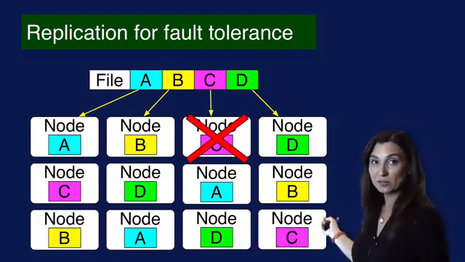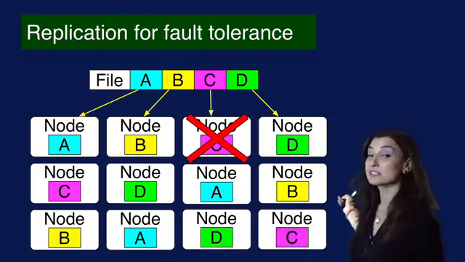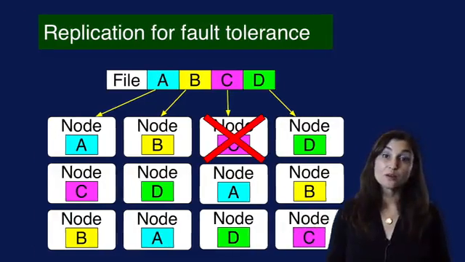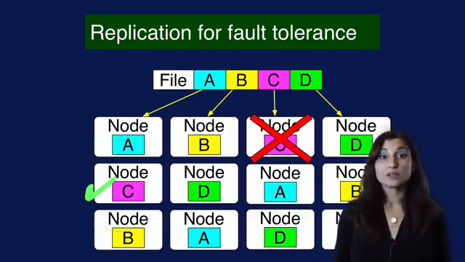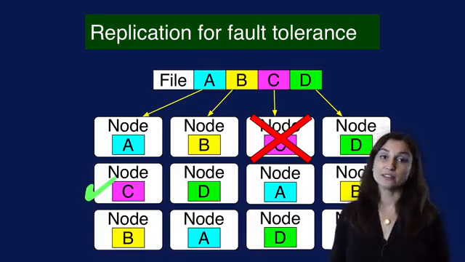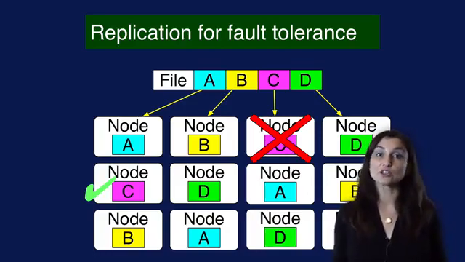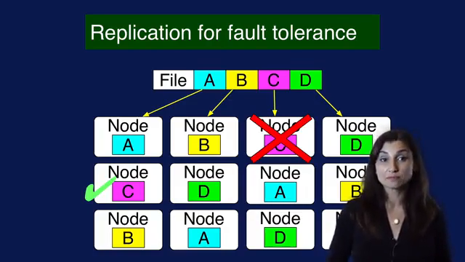In this example, the node that crashed stored block C. But block C was replicated on 2 other nodes in the cluster. By default, HDFS maintains 3 copies of every block. This is the default replication factor, but you can change it globally for every file or on a per-file basis.